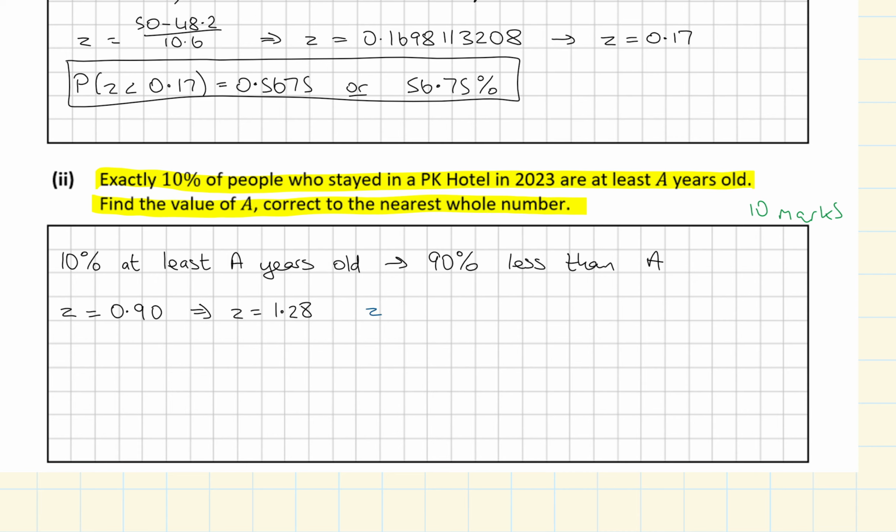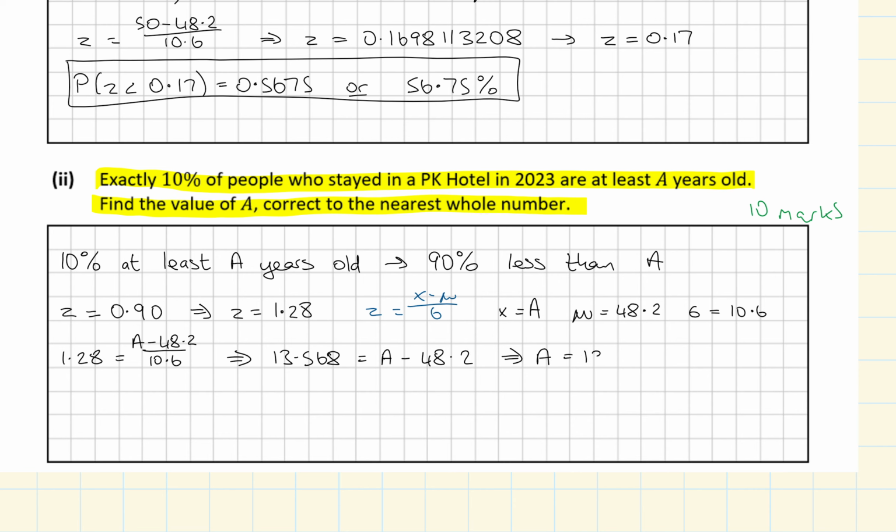And now we use our z-score. So it's x minus mu over your standard deviation. The x value we don't know, the mean they told us earlier was 48.2 and our standard deviation is 10.6. So it'll be 1.28 is equal to A minus 48.2 over 10.6. I'm going to multiply across by 10.6 to get rid of our fraction form, and we'll get 13.568 is equal to A minus 48.2.